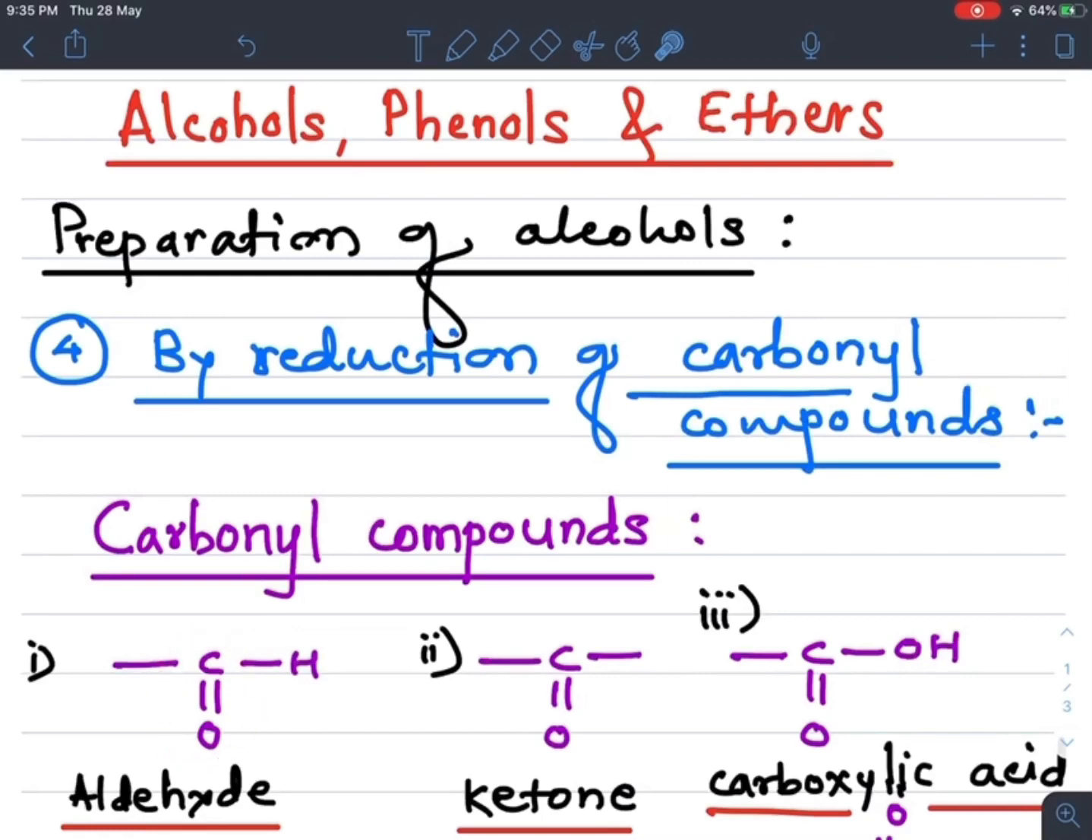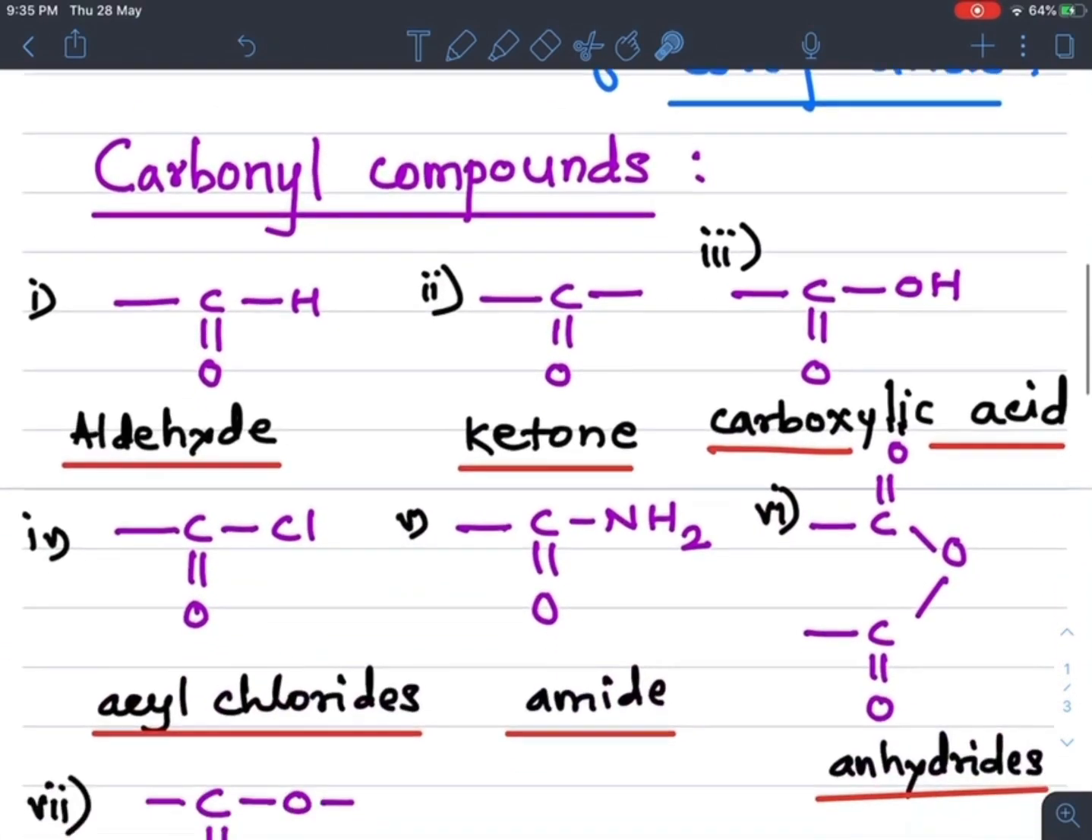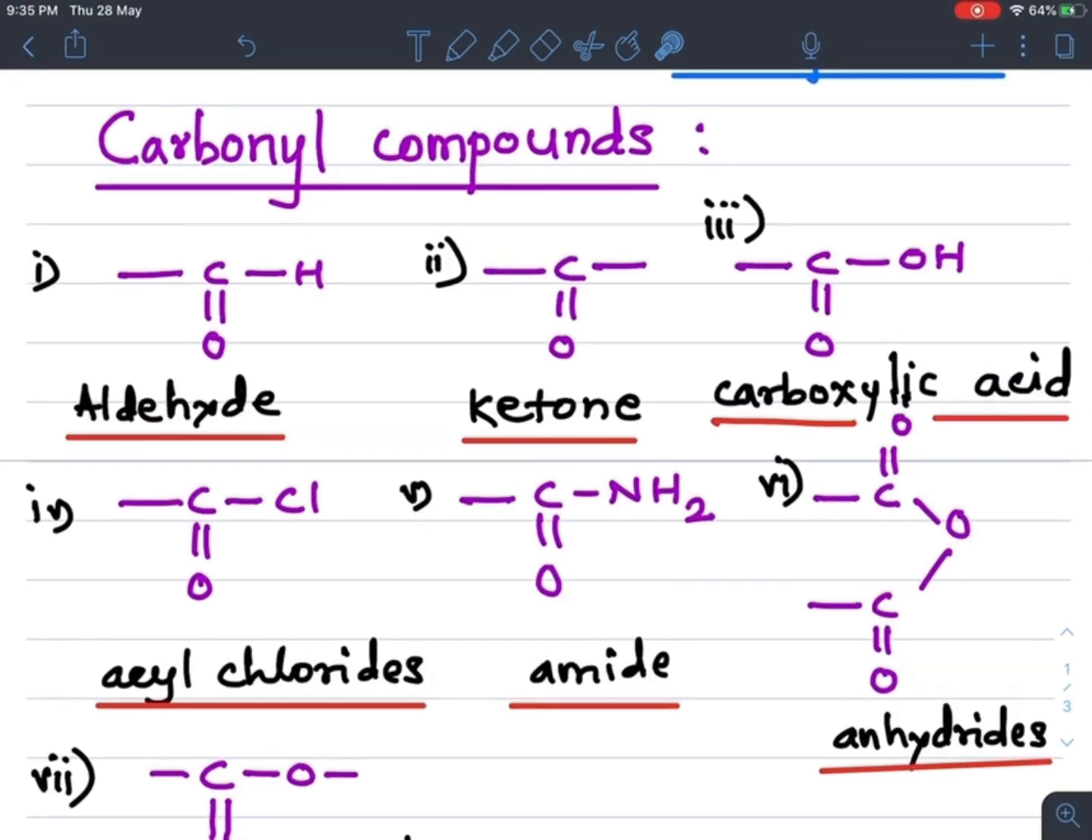There are different compounds. See here, first one is aldehyde. CHO is its functional group, and aldehyde contains the CO group, so generally aldehydes are called carbonyl compounds. Second example is ketones. Ketones also contain the CO group, that's why ketone is also a carbonyl compound.